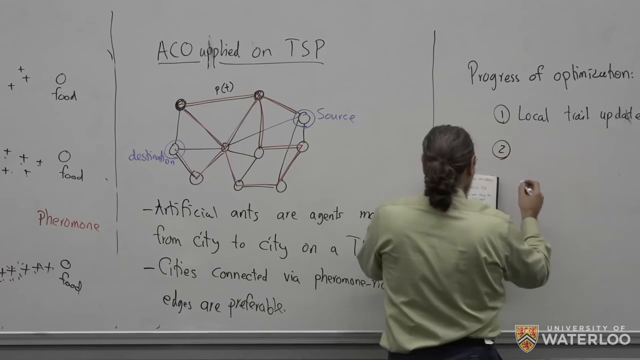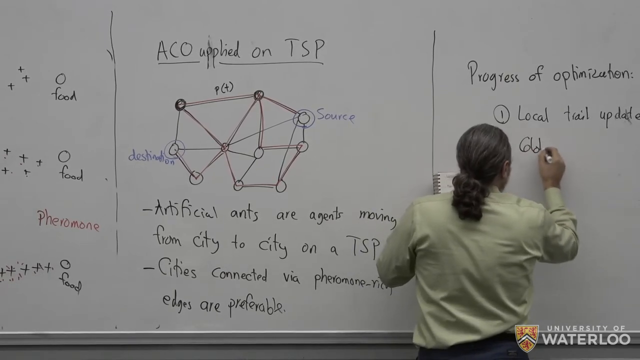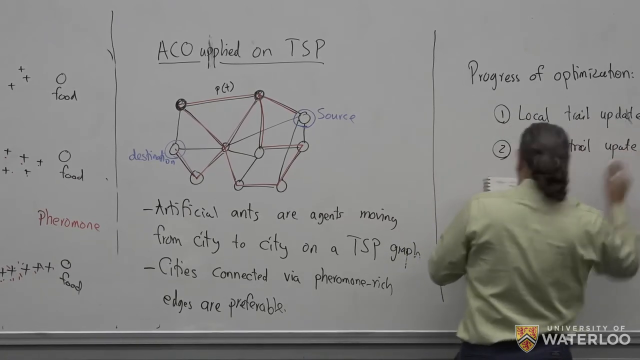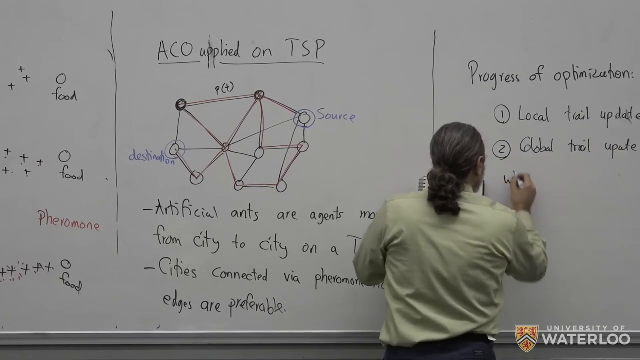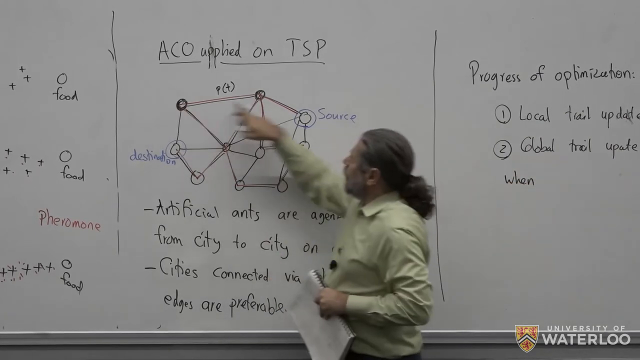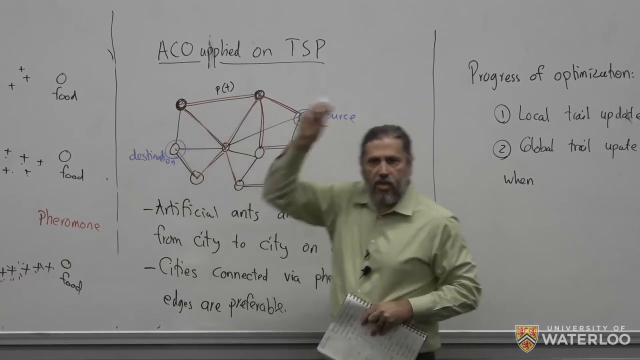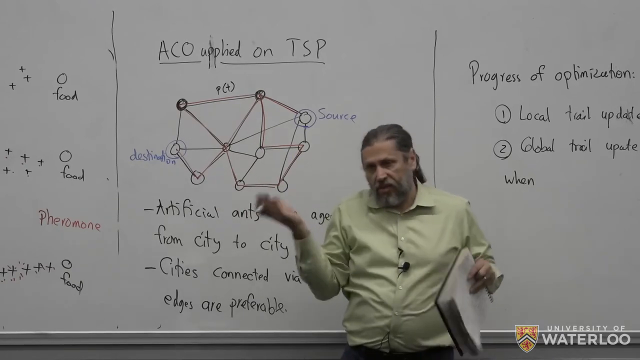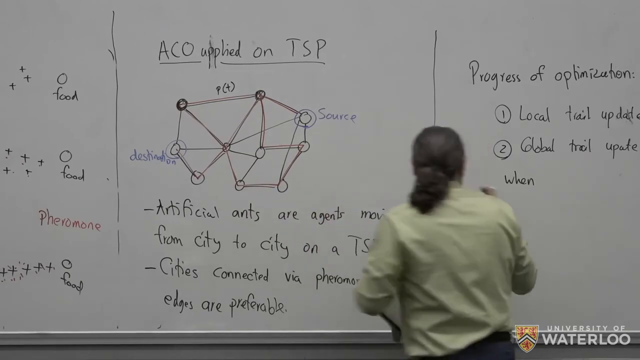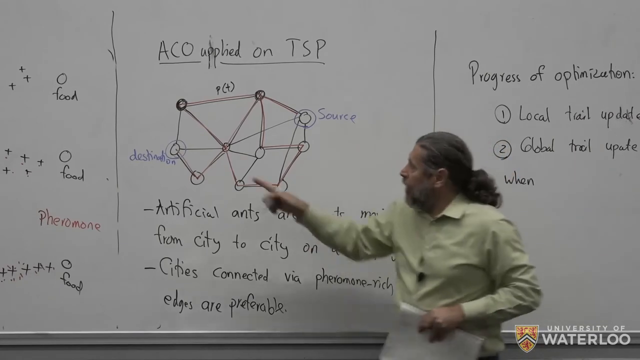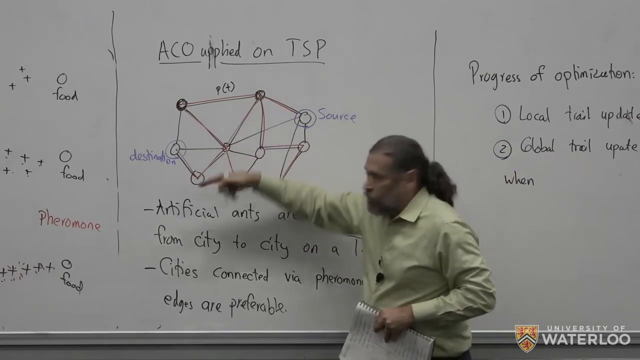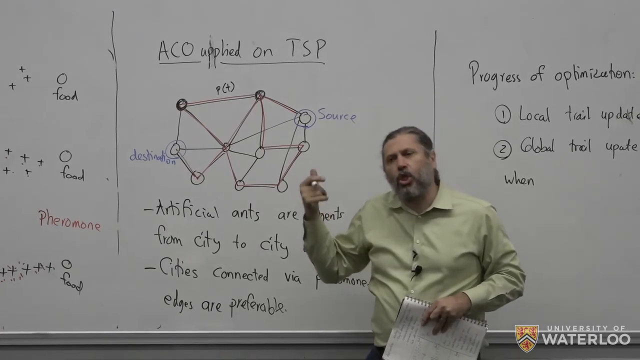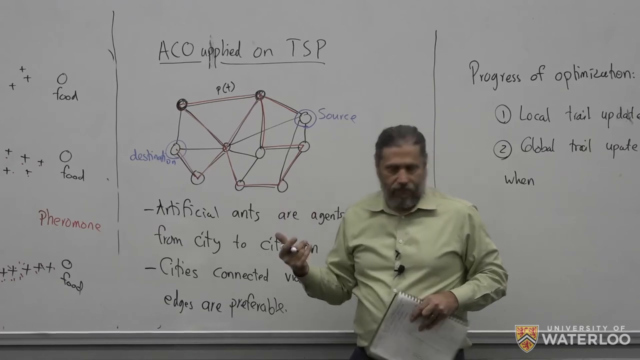And second, you have to do a global trail update. How do I do the trail update globally? That's a tricky one. So this is clear, yeah? When you are crossing this, you just increase the pheromone. I was here. Next one crosses this trail. I was here. Okay, that's easy. It's not a problem. But the global one, how do I know that? If the global one is the red one that I drew, how do I know this was a good trail or bad trail? How do I know this was a good trajectory or bad trajectory?